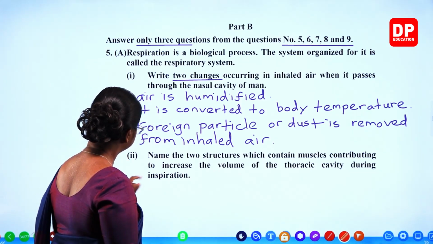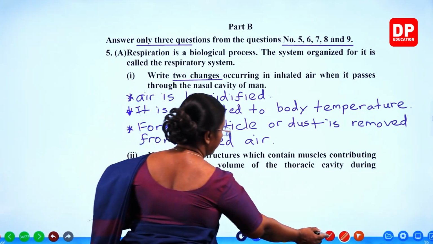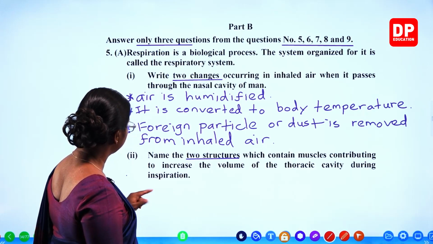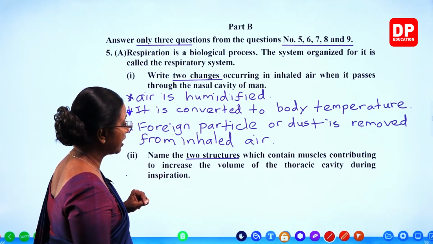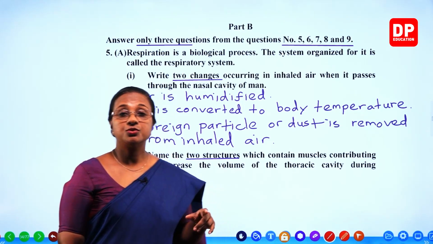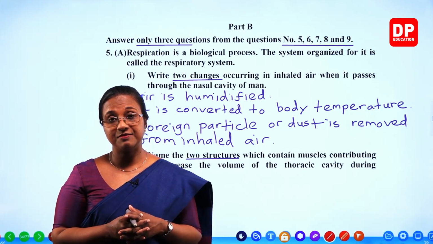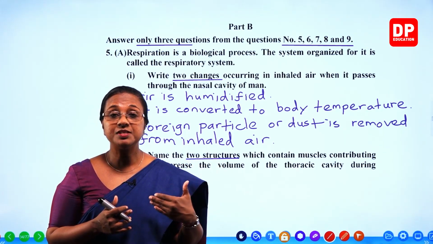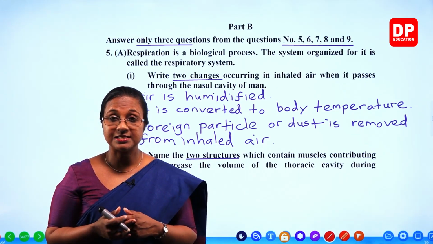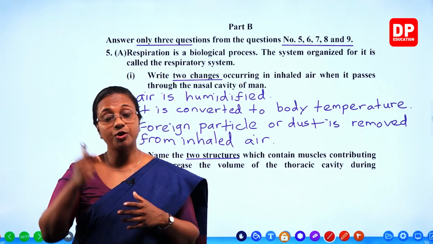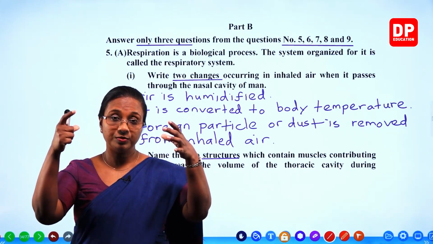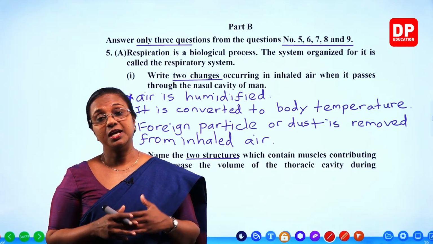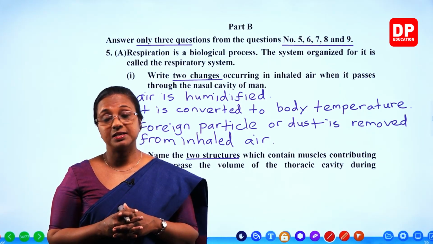Then the second one, name the 2 structures. So here also you have to look at the number. 2 structures which contain muscles contributing to increase the volume of the thoracic cavity during inspiration. So you know the lungs are contained in the thoracic cavity and they are actually covered by the rib cage. Rib cage means the ribs, the 12 pairs of ribs as well as the sternum. Ribs connect from the backbone or the vertebral column to the front part. So they make the rib cage, and the sternum is also part of the rib cage. Attached to the rib cage, you have the intercostal muscles.